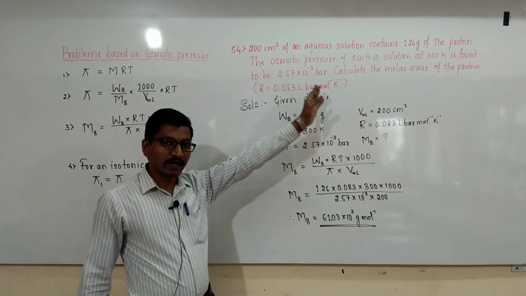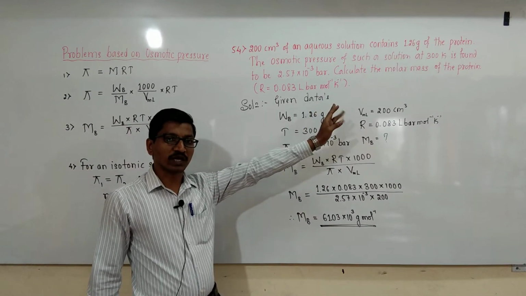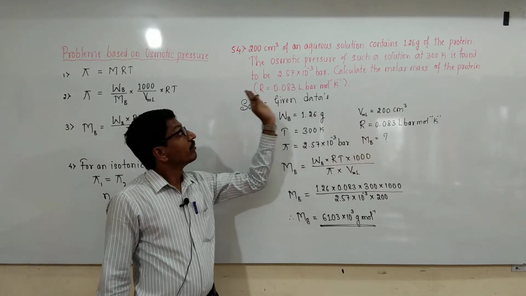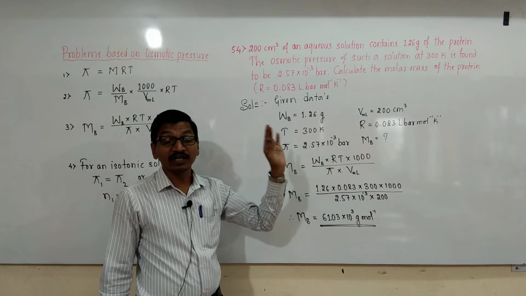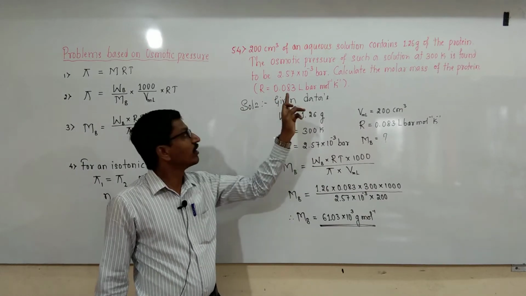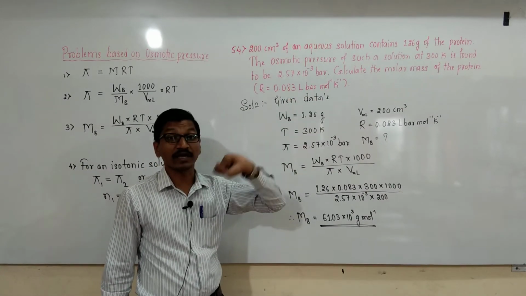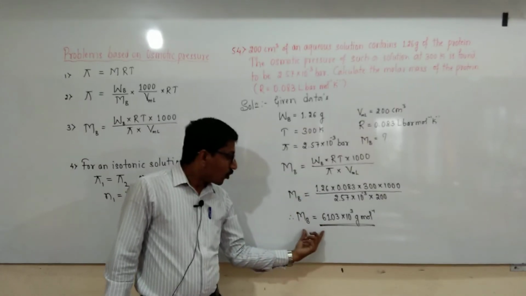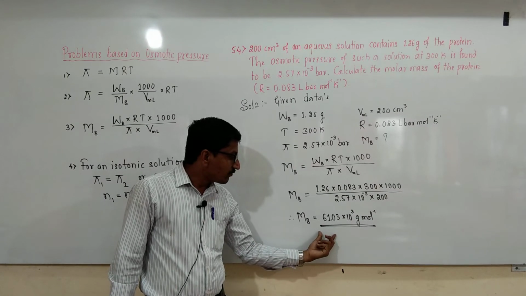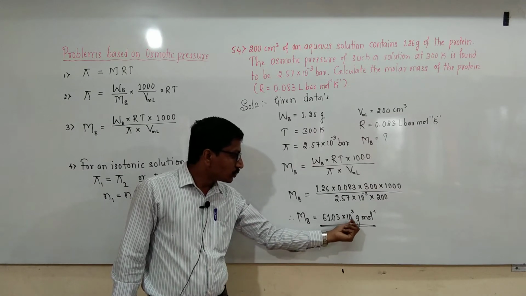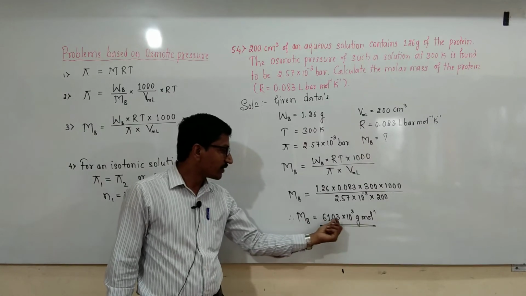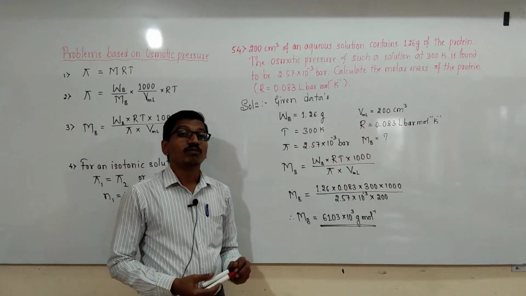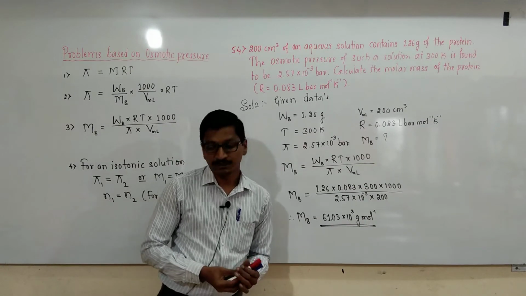So, 200 cm cube of an aqueous solution contains 1.26 gram of protein, and the osmotic pressure of such a solution at 300 Kelvin is found to be 2.57 into 10 raised to minus 3 bar. Calculate the molar mass. Here the molar mass of protein is 61.03 into 10 raised to 3 gram per mole, that is 61.03 kilogram per mole is the molar mass of protein.